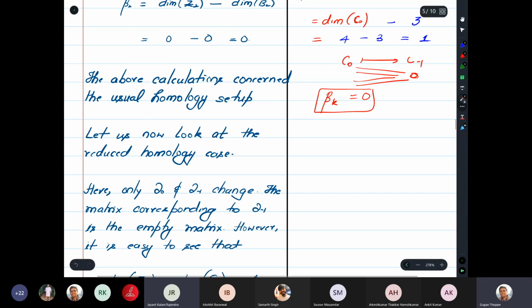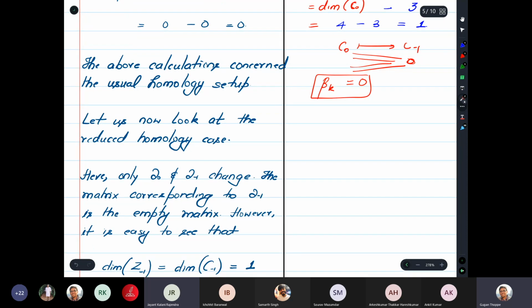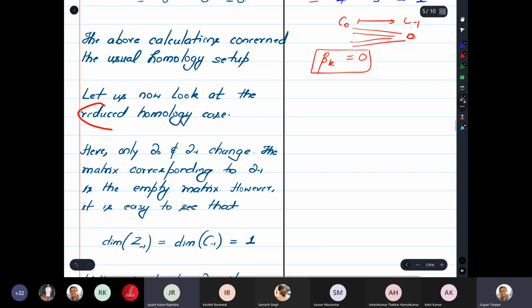Okay, so I hope you agree that all these calculations concern the usual homology setup. One can also ask, can we do these calculations in the reduced homology setup as well? Well, indeed we can. There is nothing different actually happening conceptually. Conceptually, there are vector spaces, there are linear operators between these vector spaces, and we can look at the matrix representation for them. The only thing that has changed in the reduced homology case is that C minus 1, which in the usual homology case was just the trivial vector space, this time is Z2. That is the only difference.